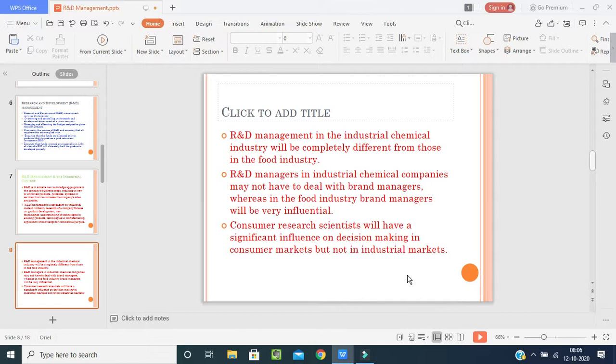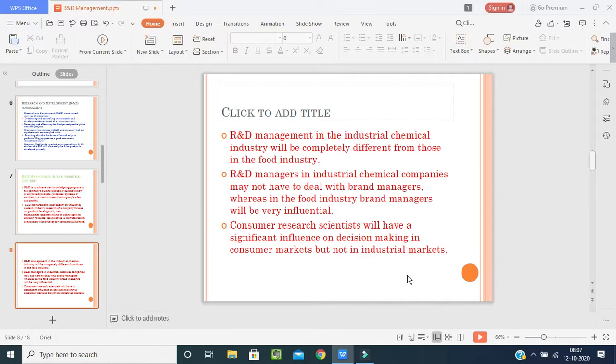R&D managers in industrial chemical companies may not have to deal with brand managers, whereas in the food industry, brand managers will be very influential. This is one example I want to give you: for chemical companies, brand managers are not that much in demand or compulsory. But in the food industry, the brand manager is very important and essential. We have to go for this. So these are the differences between the processes in different industries.